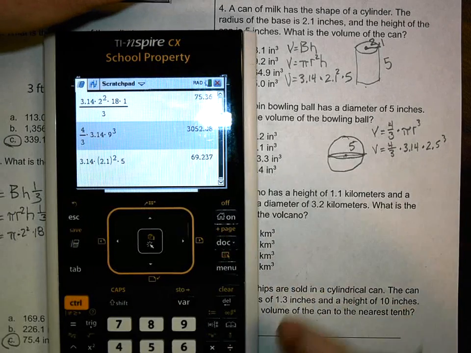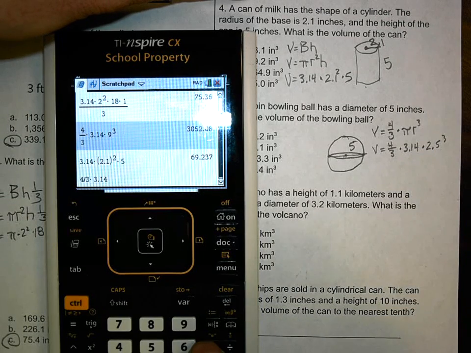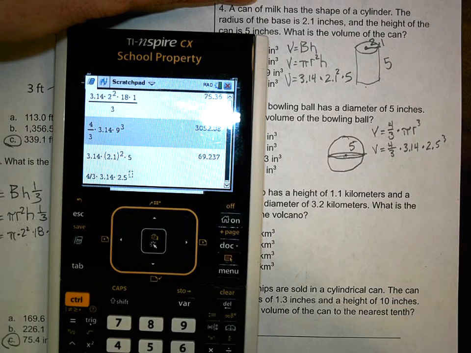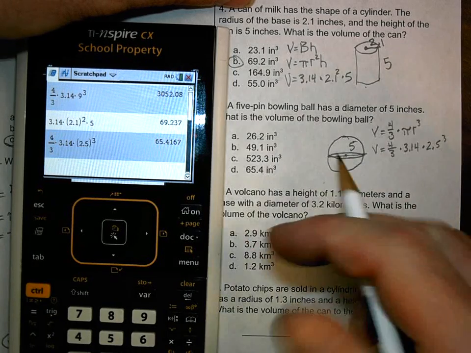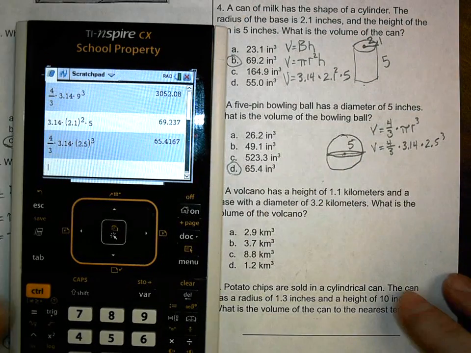Here comes my cool calculator. 4 divided by 3 times 3.14 times 2.5, remember that up caret, cubed. I get 65.41. There's my answer, 65.4. That's to the nearest tenth.